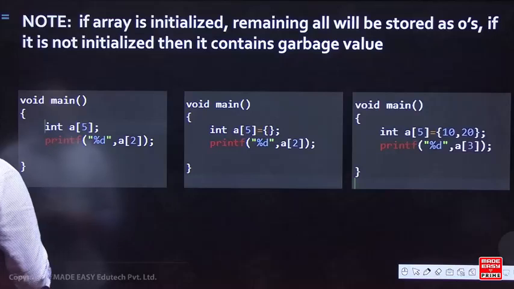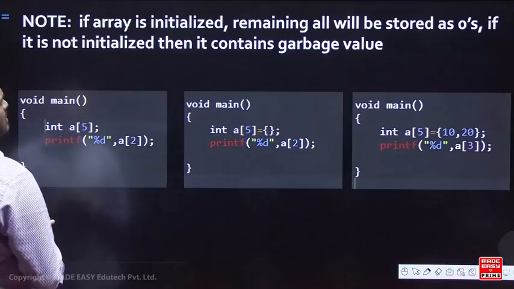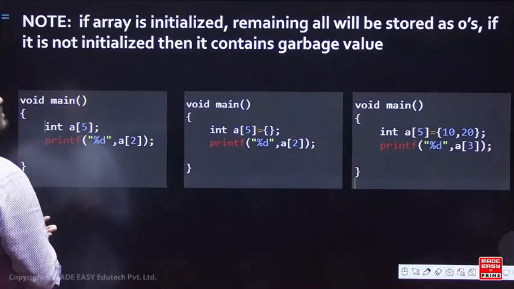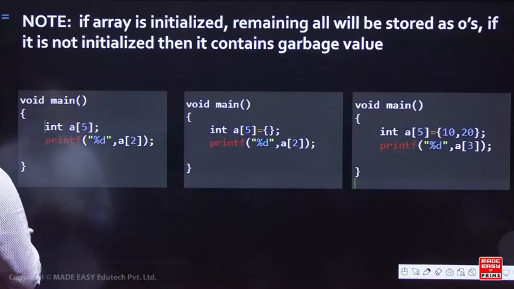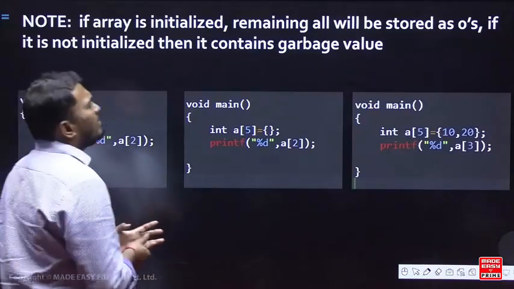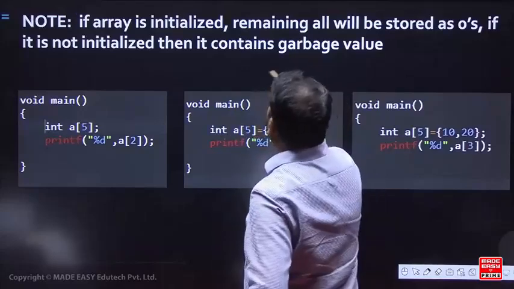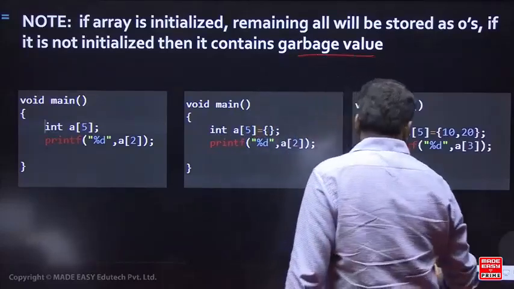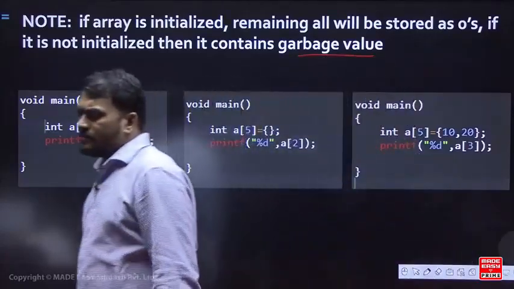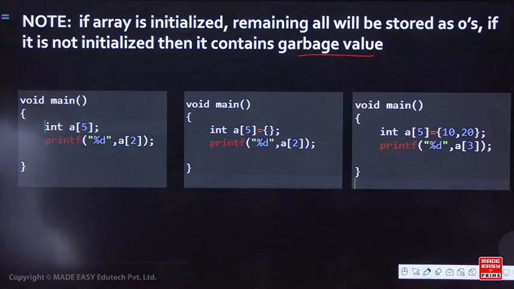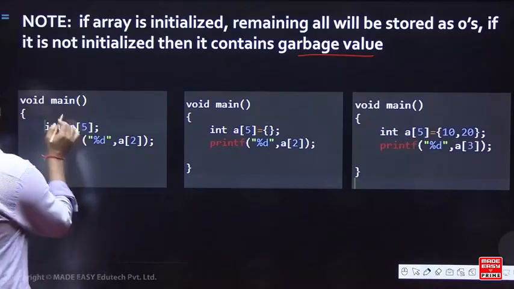If an array is initialized, the remaining elements will all be stored as what? Zeros. If it is not initialized, then it contains what? Garbage value. Copy it, all of you. If it is not initialized, it contains garbage value. So understand the first one.